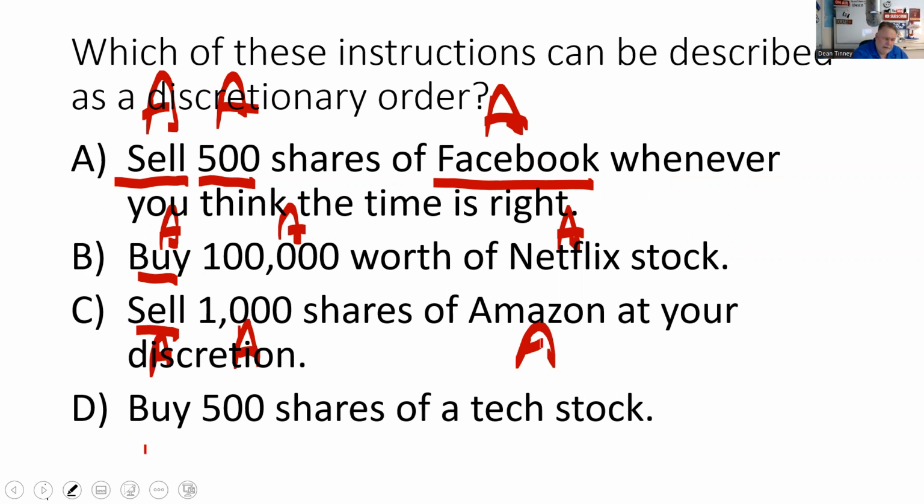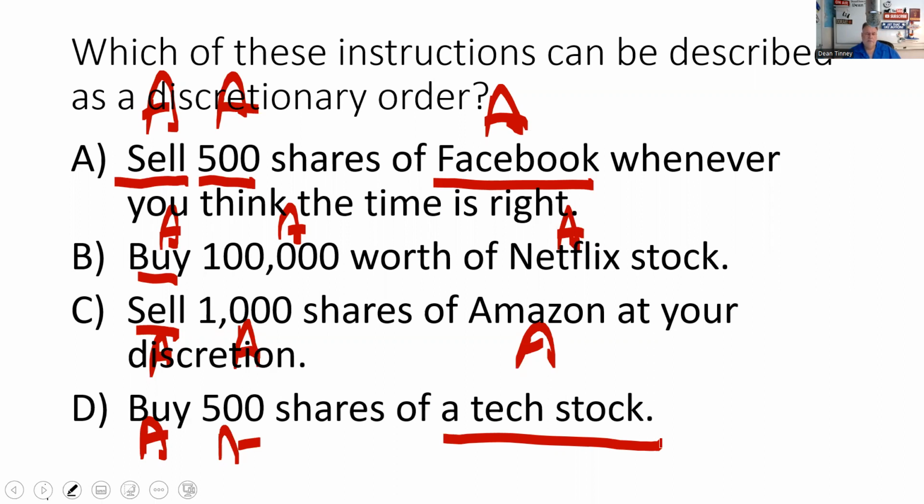Here we have the action, and we have the amount, but we don't have the stock. That is a discretionary order. Now, again, if I have discretionary authority, I can take that order, but if not, I say, I don't have discretionary authority.